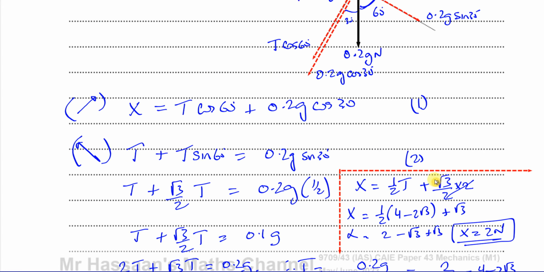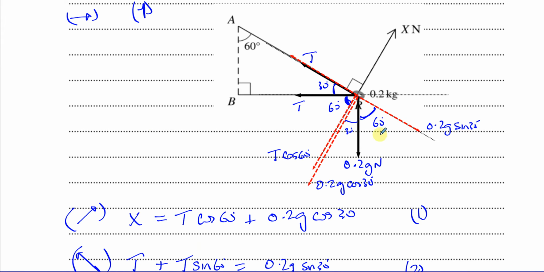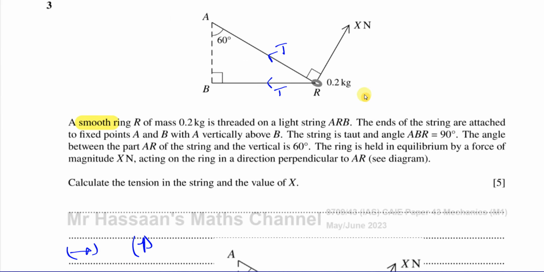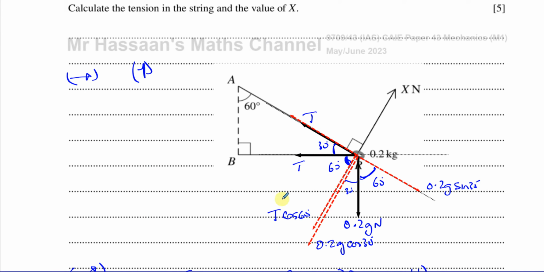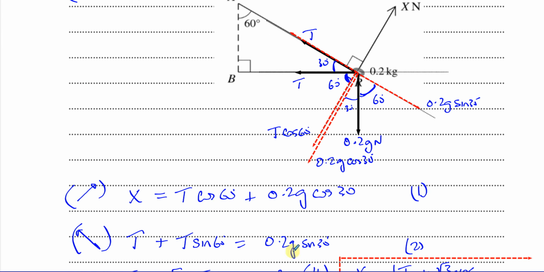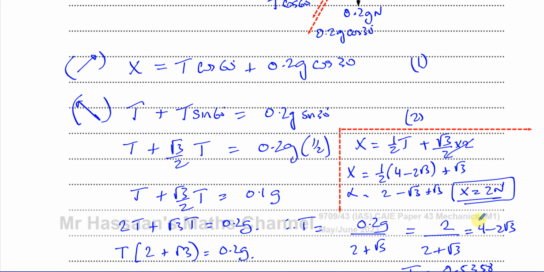I ran out of space there, sorry about that, but I had all this space. I guess I used up all that space with this diagram. Normally we would have the diagram up here and you'd be writing here. I don't like to keep scrolling up and down. That's why I like to take the diagram down and draw on it. But anyway, we have the answers: x equals 2 newtons and t equals 0.536 newtons.